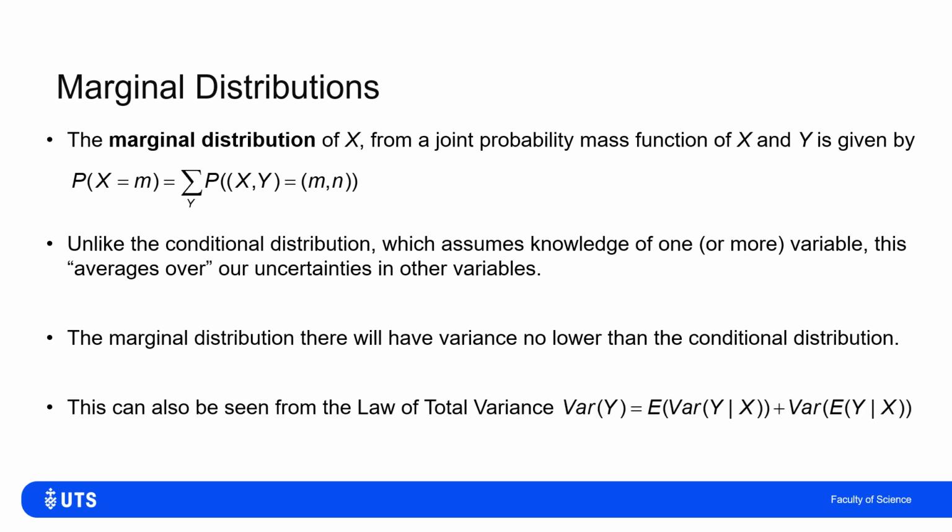Now, you can see that from the law of total variance, where we've got the variance of y is the expected conditional variance of y given x plus the variance of the expectation of y given x. And of course, if I know x, then obviously that would simplify considerably.